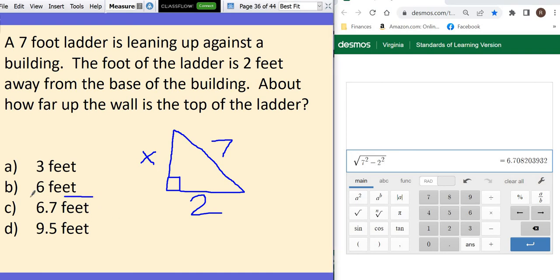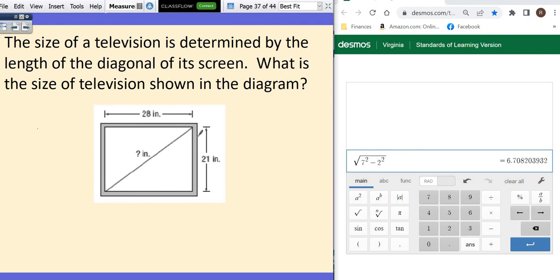6.7. And here it is, right here. 6.7 feet up that wall. Okay? The big thing here is to remember, when you have two legs, you add. When you have a hypotenuse and a leg, you subtract.